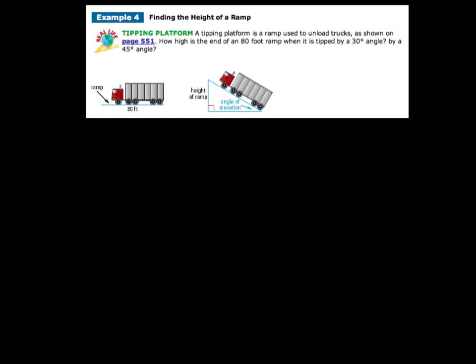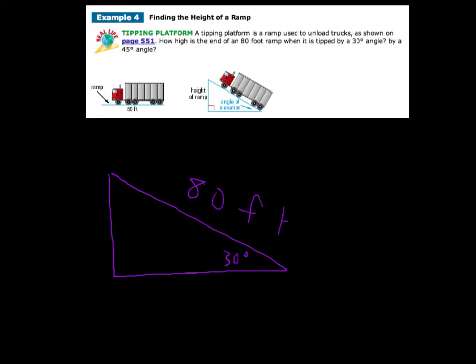So we want to draw our model. And as we draw our model, keep in mind that this is where the 30-degree angle is. And this original ramp is now this part. So this is our 80-foot piece. It is our hypotenuse. Over here is our 60-degree angle. And I want to associate these parts with our original model. So this is 2x, this is x, and this is radical 3 times x.